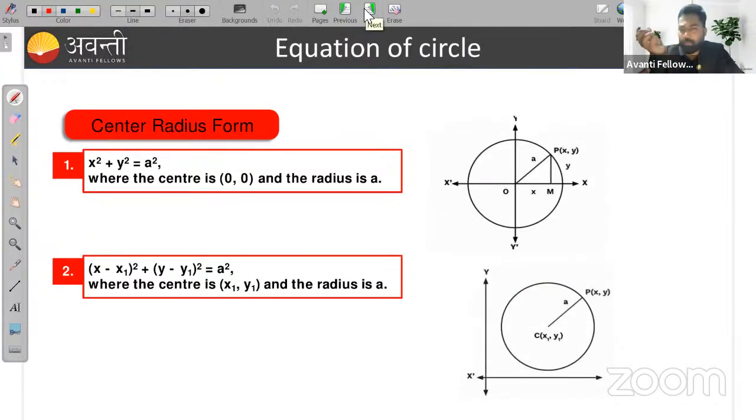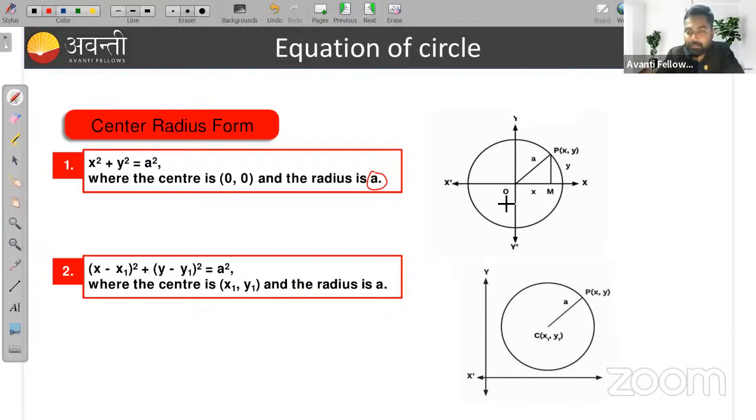Equation of circle. All of you know the equation of circle, center radius form. This is the equation when the center is at origin and the radius is a. Then the equation of circle is x square plus y square is equal to a square. It's very simple, no? Yes or no?